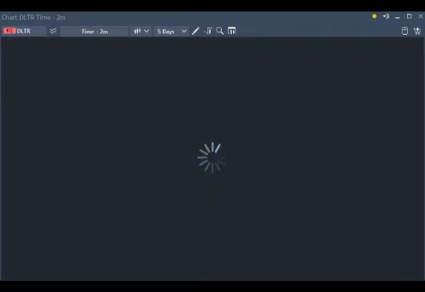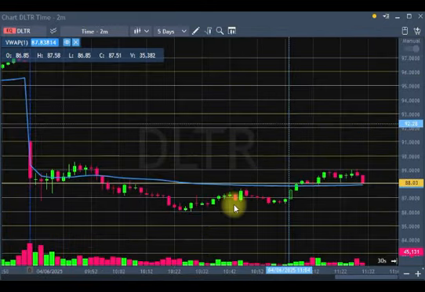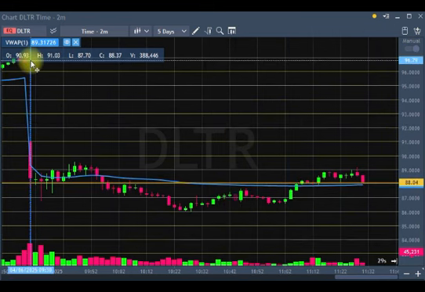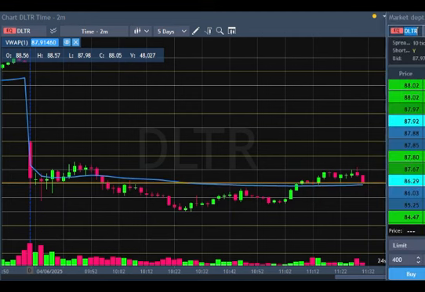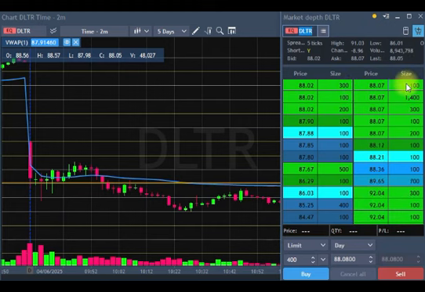Okay, so let's start with DLTR, and then I'll move to ASAN. I don't know why I can't bring it in. So DLTR, you can see the huge gap down 9%. One important additional thing is that you want to look at the volume and you want to look at the spreads. You want to see tight spreads and good volume.